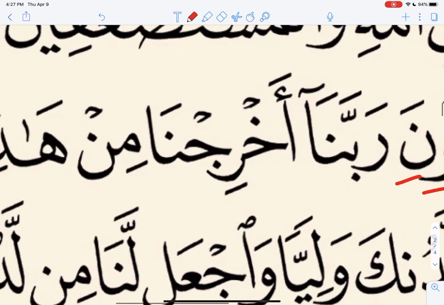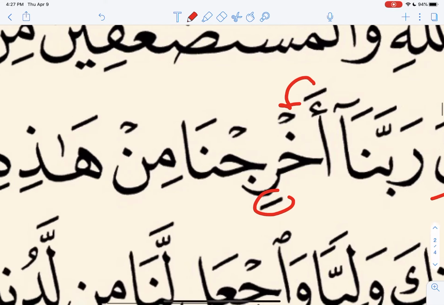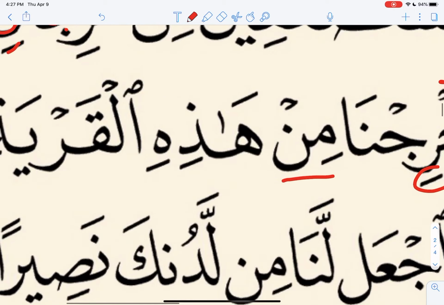Rabbana akhrijna. Okay. Here we say what? We jump on the kha with a sukoon. Ri. And the jim with a sukoon. So we're going to do something here called qalqala. If we just pronounce the jim with a sukoon, we wouldn't be able to hear it. You just say akhrijna. And you can't hear the jim. So there's something called qalqala. We'll talk about it way later. Akhrijna. Okay, what is this? This is one syllable, so we're going to say it together. Min.